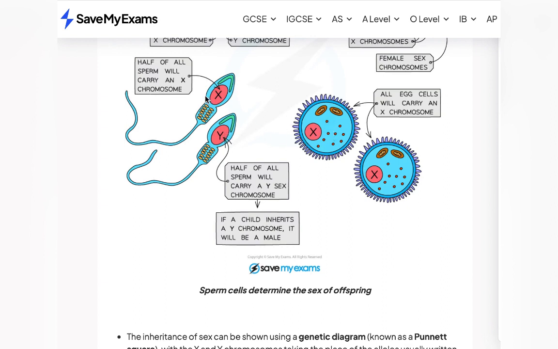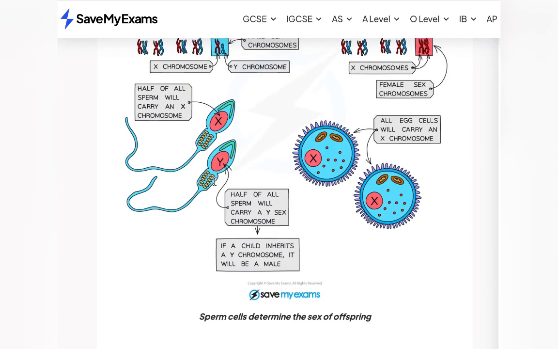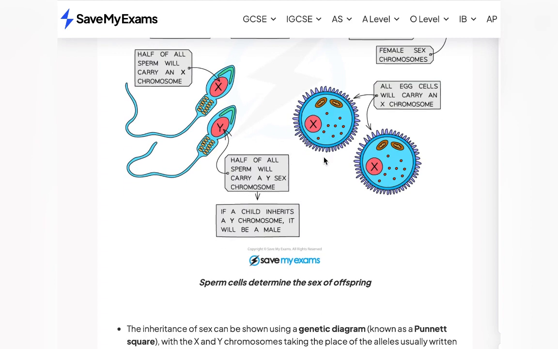If it's this Y that comes to this X cell, they will form a male child. If it's this X that joins this X cell, a female child will be formed. Is that okay? If it's this Y that fertilizes this X cell, then a male child will be formed.